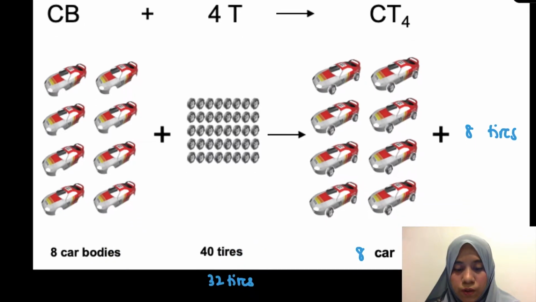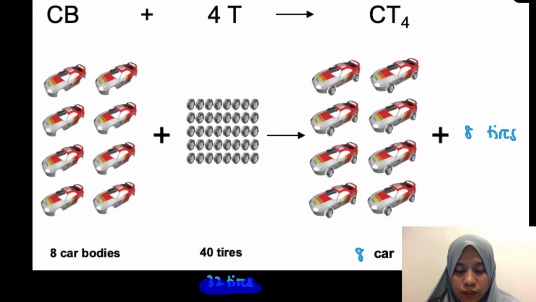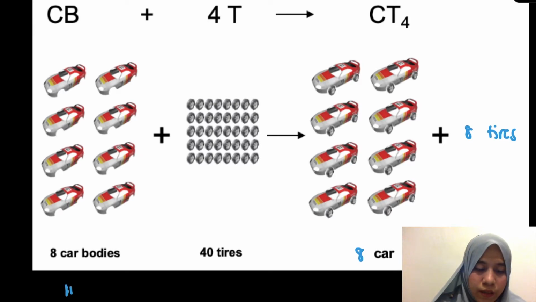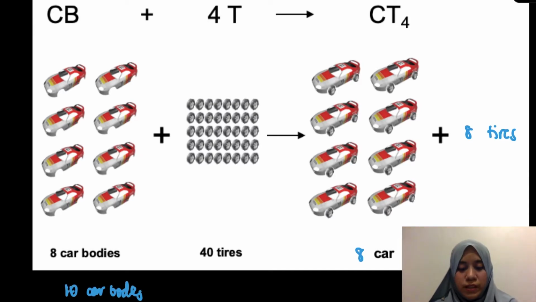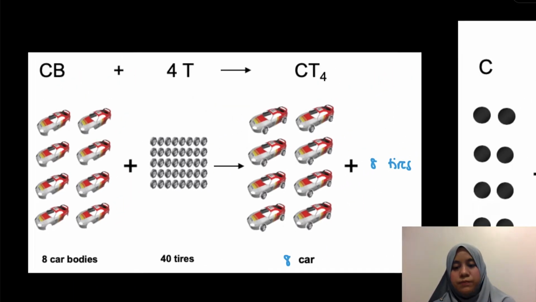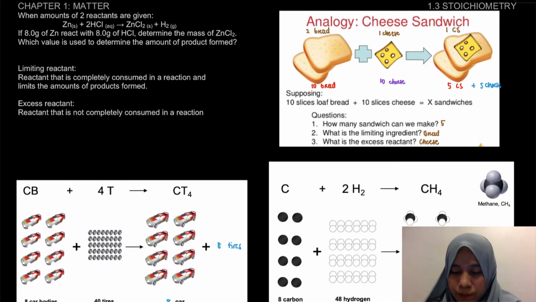So contohnya sebab kalau kamu nak compare kan, kalau 40 tires, sepatutnya 40 divide by 4. Sepatutnya kena ada 10 car bodies kan. Tapi dia tak cukup. So this is actually our car bodies is the limiting reactant. Okay, yang ini pun cuba kalau kamu tak pasti boleh tengok ini juga. Okay, so this is actually just an introduction. Okay, now let's look for the case. Let's do the calculation.